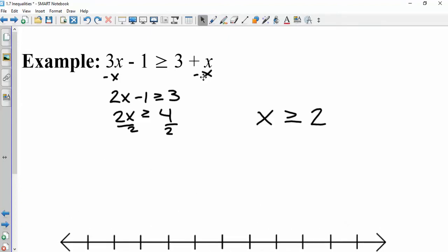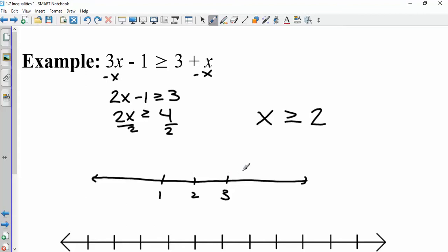For my purposes, if I ask you to graph this, you don't have to draw me a nice perfect number line starting at 0 and going both ways. I just need a few points. We need to cover 2, so I'm just going to put a few points on my number line. We're doing a pretty rough sketch here.